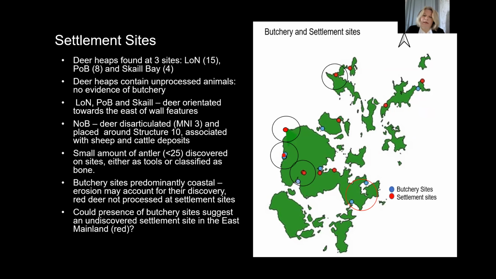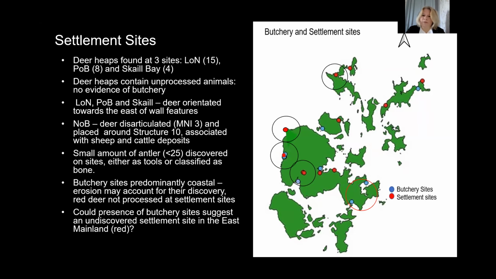At the Ness of Brodgar, we have an MNI currently of 3 associated with Structure 10, but that will increase as the excavations continue. Here, however, the deer are disarticulated and they are placed around Structure 10. And these are associated with sheep and cattle deposits. Structure 10 is really interesting because this is also known as a cathedral site. And excavations here, which were undertaken using the SMART fauna approach, discovered that the cattle deposits are all tibia and they equate to the equivalent of 400 individual animals that were placed into this one building.